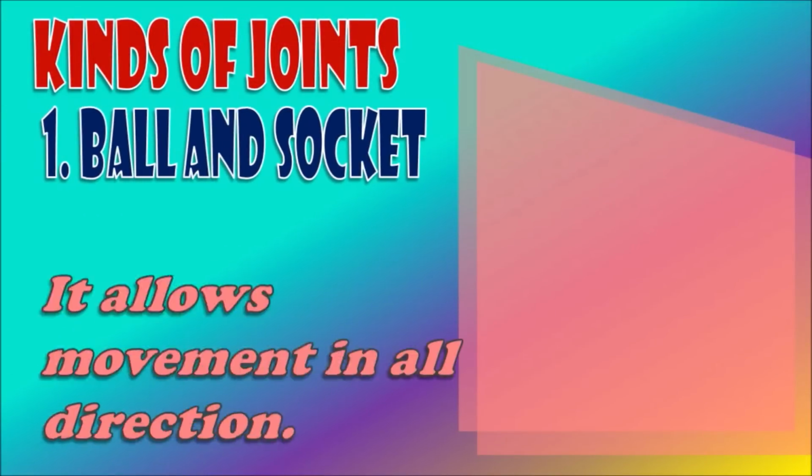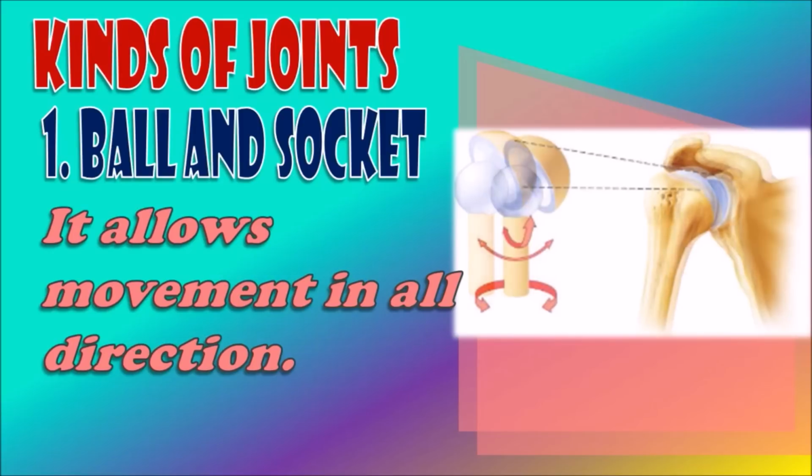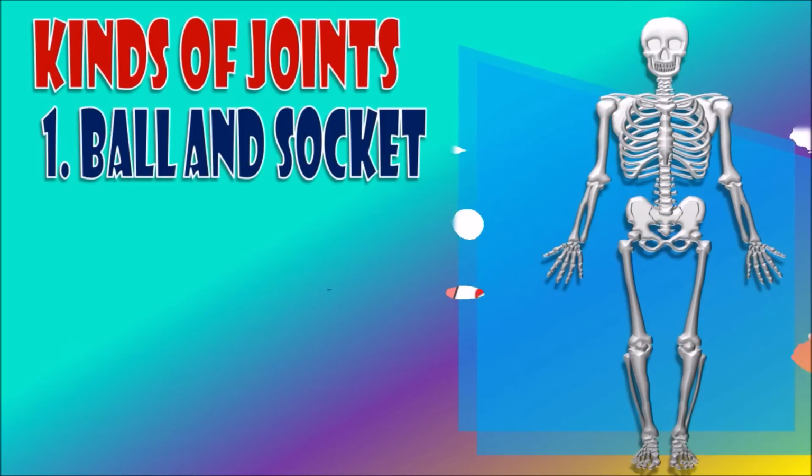Here are the kinds of joints. Number 1. Ball and socket. It allows movement in all directions. The joints in the shoulder and the hips are ball and socket. It allows a person to swing his arms and legs.